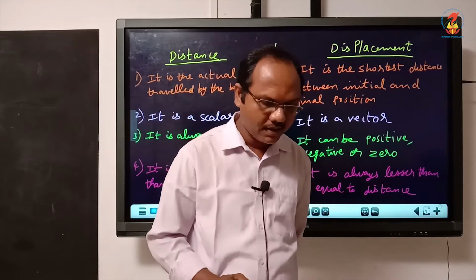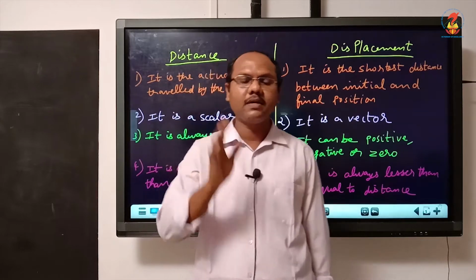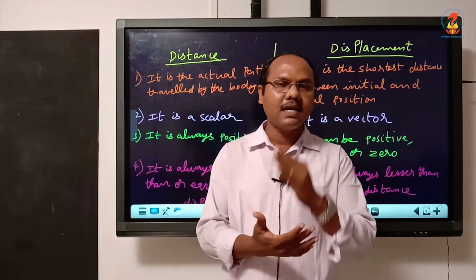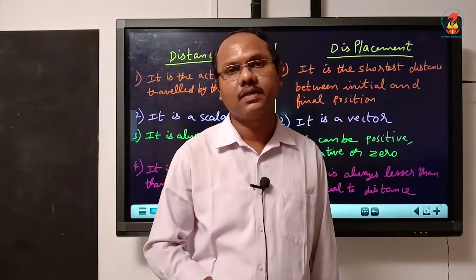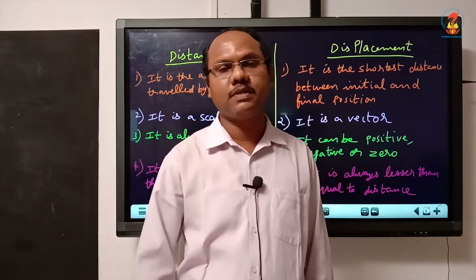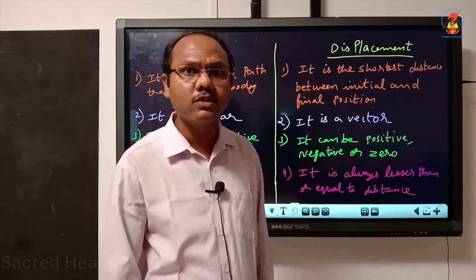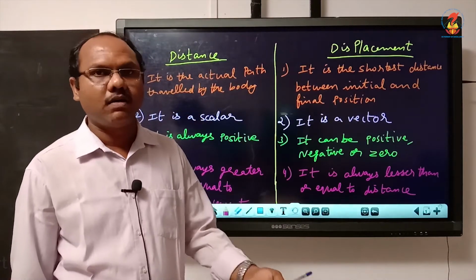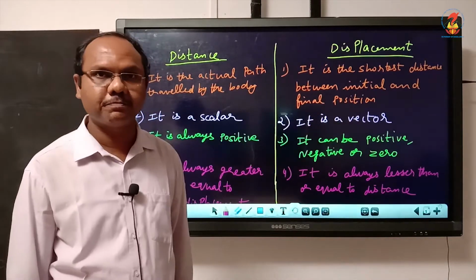For example, when I say I travelled 5 kilometers, that is distance. But when I say I travelled 5 kilometers towards east, that is displacement. Understood? That's the difference. So distance is a scalar quantity which has only magnitude, which is a value. Displacement has both magnitude and direction.